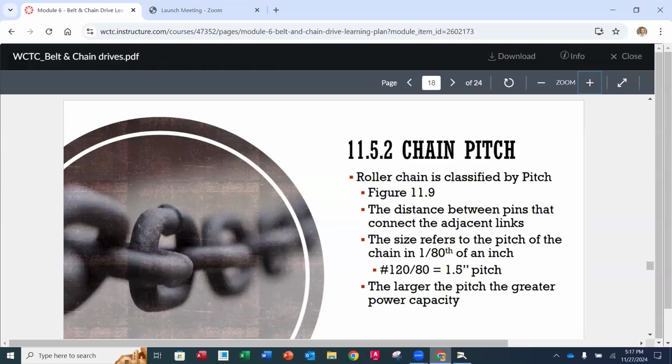We talked about 80 divided by 80. The larger the pitch, the greater the power carrying capabilities. So what we find is as those pitches get wider apart, the side plates get thicker and the pins get larger. So the larger the number, the bigger and chunkier the chain, the more force and power carrying capability we get.